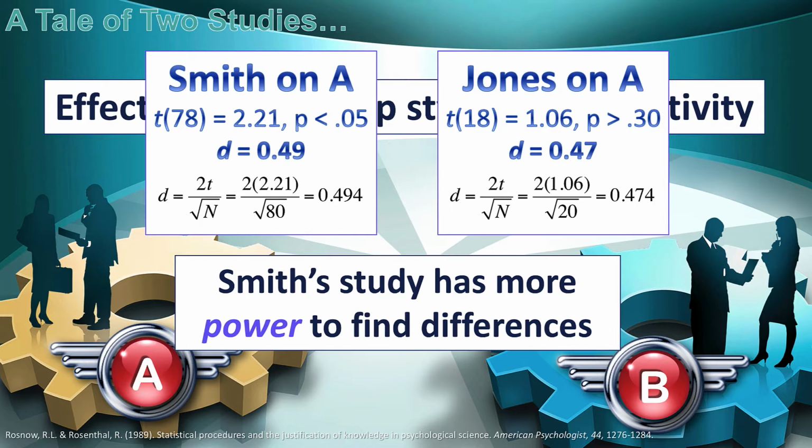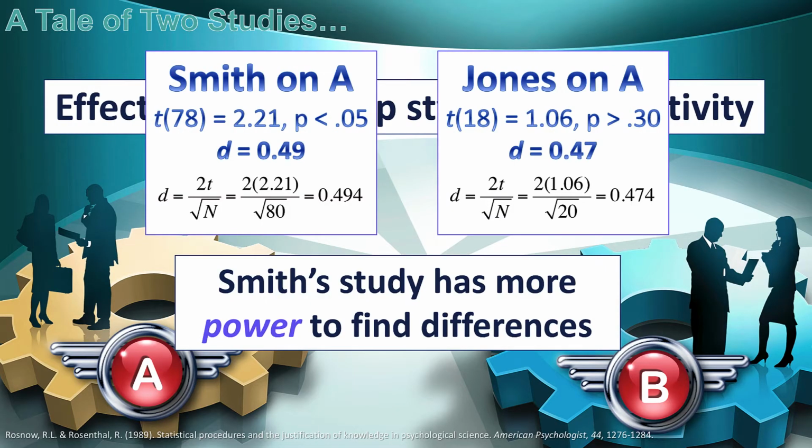Both of these researchers found exactly the same thing, that program A leads to a difference of approximately 1/2 of a standard deviation. And that's really good. The difference between significant and non-significant in this case was due simply to the sample size. Smith's study had more power to find differences. More power, greater sample size.